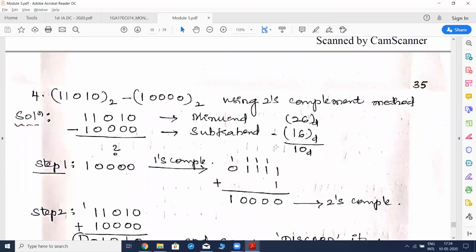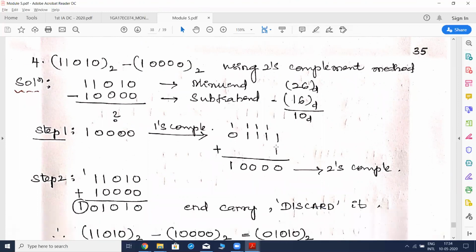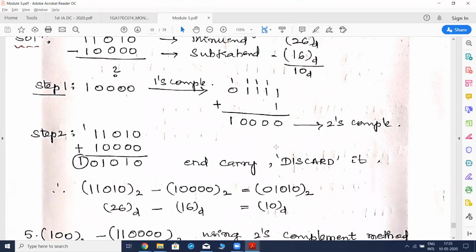Okay, so here is one more problem. Just go through this. It is 26 decimal minus 16 decimal. We need to get 10 decimal. So we have got 10 decimal over here. 10 is nothing but 1010. Here also we have a carry.